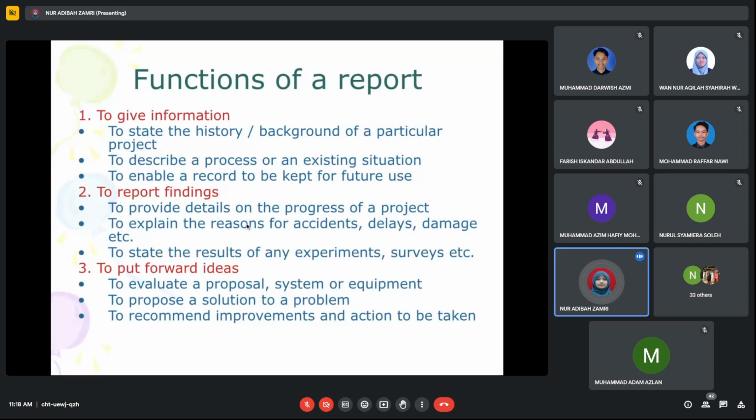Then this one is to report findings, to provide details on the progress of a project, to explain the reasons for accidents, delays, damage, and etc. And the last one is to put forward ideas, to evaluate a proposal, system, or equipment, to propose a solution to a problem, to recommend improvements and action to be taken. If you have any idea that you want to share, this can be one of the functions. The reason why you write a report is because you want to share your idea.